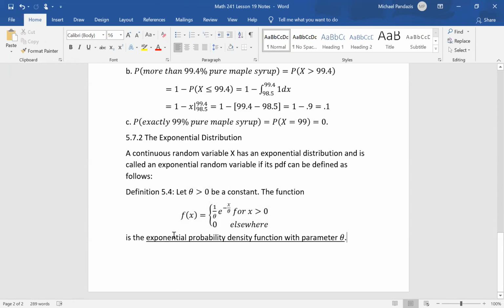Okay, so this PDF is called the exponential probability density function with parameter theta. It's of the form f of x is equal to 1 over theta, e to negative x over theta for x positive, 0 elsewhere, where theta positive is a constant. Okay, let's do an example.